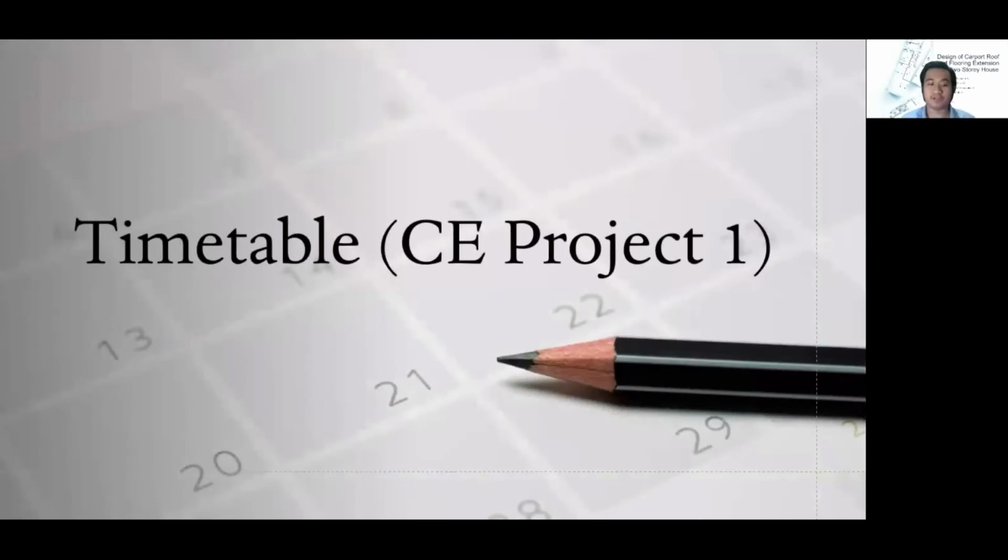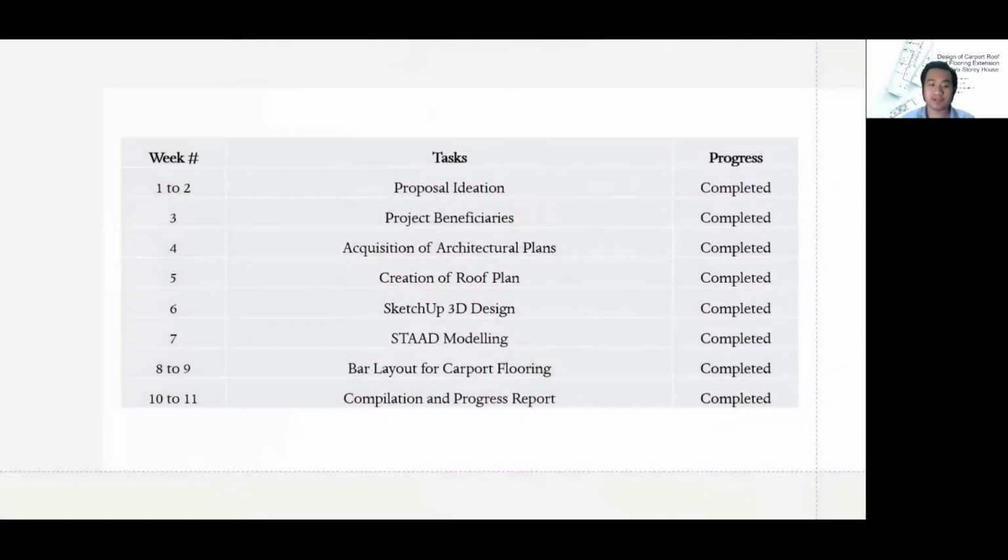So the timetable for this part of the presentation shows our progress for this term and course. As you can see, the progress of the project is summarized in the table. During weeks 1 and 2 of this term, we underwent project proposal ideation, and by the end of that week, the group concluded that the topic, Design of Carport Roof and Flooring Extension of a two-story house, will be used. It was then approved by our CE Project 1 professor, Engineer Roma Galang.